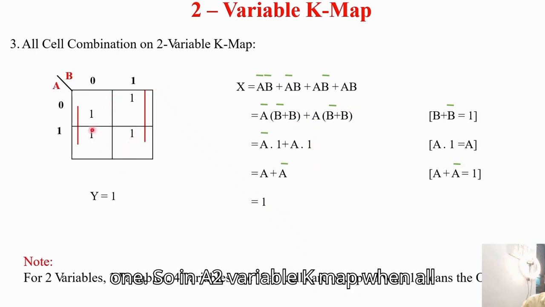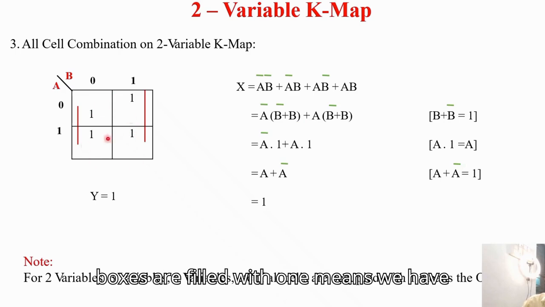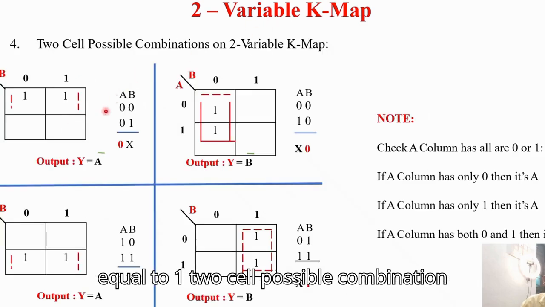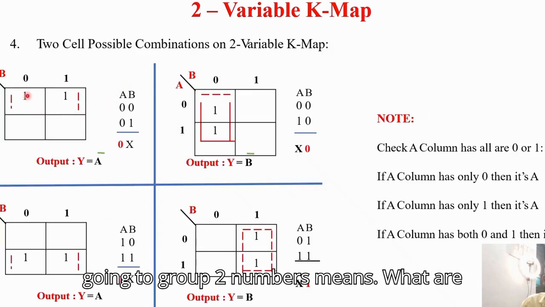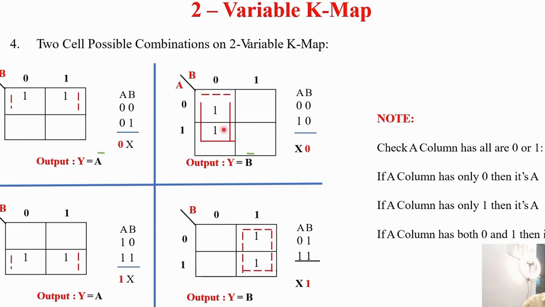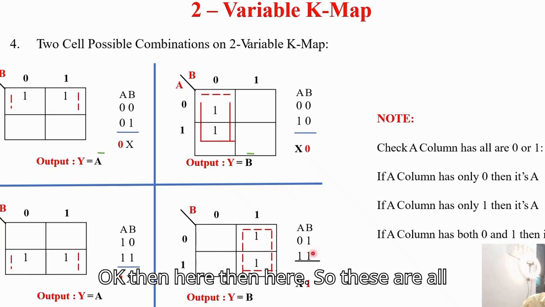So in a 2 variable K-map, when all boxes are filled with 1s, we group everything, and the output is equal to 1. Now the 2 cell possible combinations on a 2 variable K-map. When we group 2 cells, these are the positions where we can group: here, here, then here, then here. So these are all the combinations.